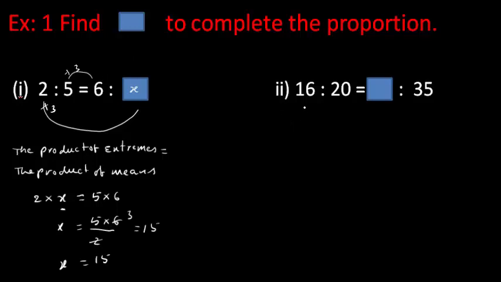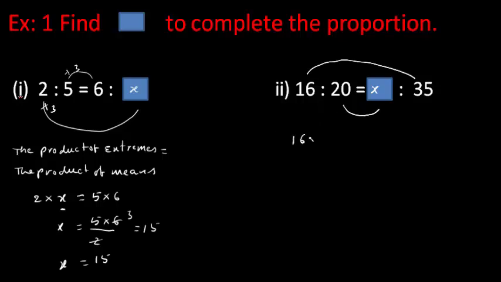Second, 16 is to 20 is equal to box is to 35. We find out the box value. So this is the X. What is the proportional property? If two ratios are equal, these are in proportion. The product of extremes equal to the product of means.